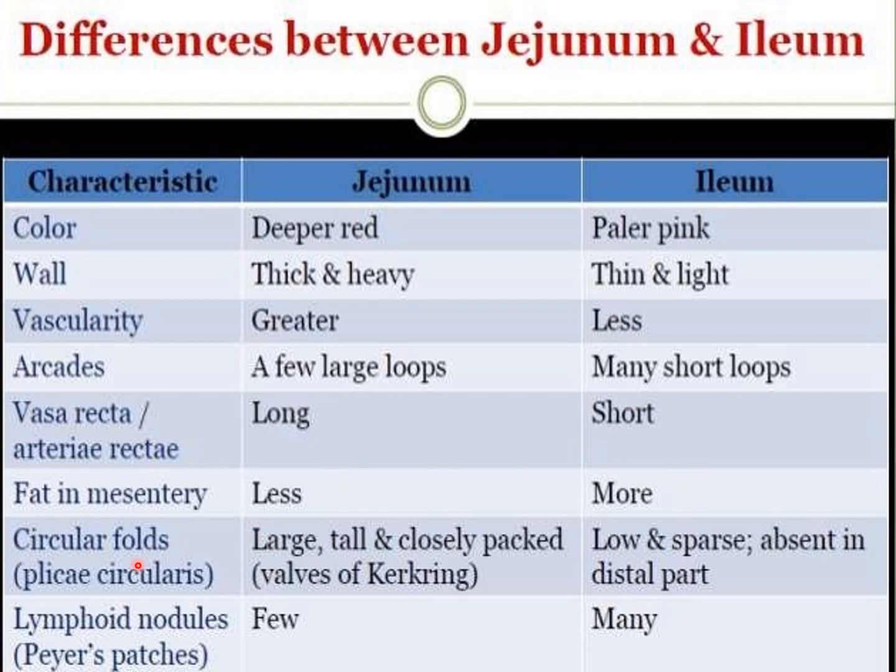The circular folds, otherwise called plicae circulares, are large, tall and closely packed. They are called valves of Kerckring, seen in the jejunum. In the ileum they are low and sparse, absent in the distal part. About the lymphoid nodules, the jejunum has few and the ileum has many. The lymphoid nodules are called Peyer's patches.